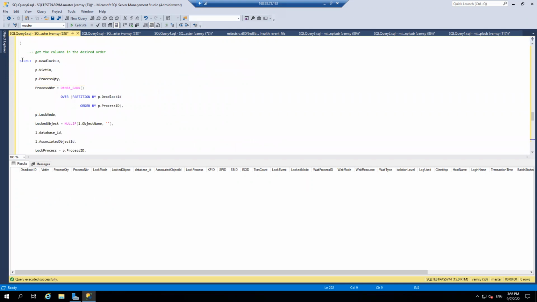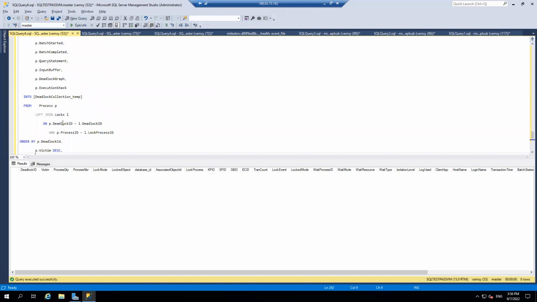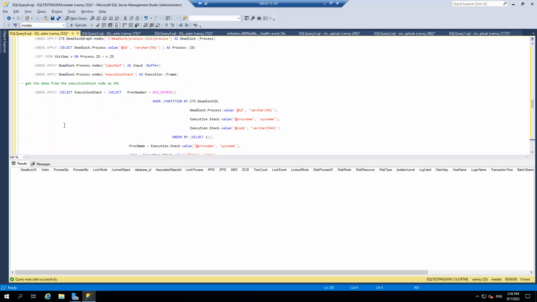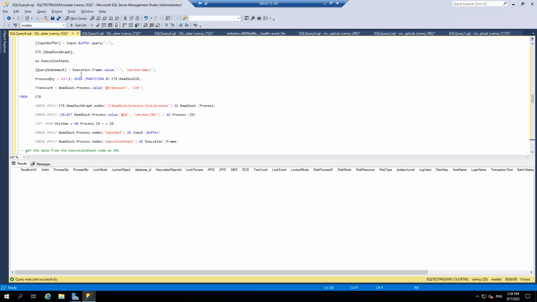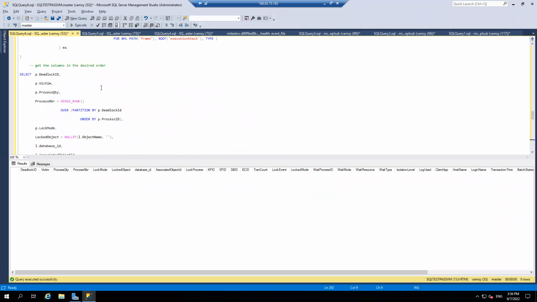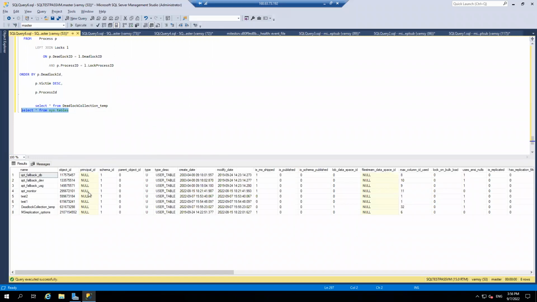Let's remove this. I'll say select star into deadlock collection, and so on. Okay, let me run it again and see. Is it a hash table? Select star into what I kept, deadlock underscore collection underscore temp. Okay, let's see. Select star from sys tables. Yes, it is there.